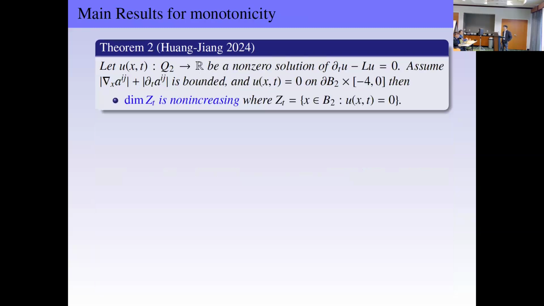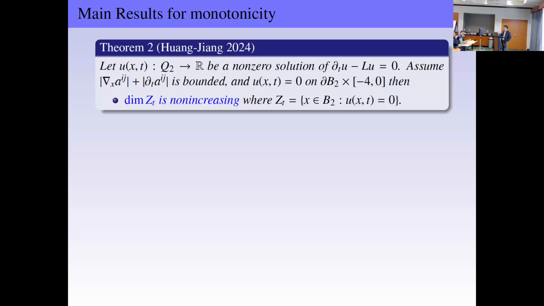So another result is for monotonicity. We consider the non-zero solution of a parabolic equation that satisfies a Dirichlet boundary condition, and also assume that Aij is elliptic in x, and also that partial t Aij is bounded. Then we can show that the dimension of the nodal set is non-increasing.